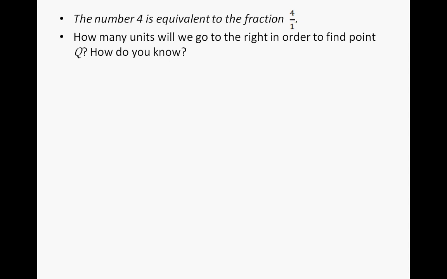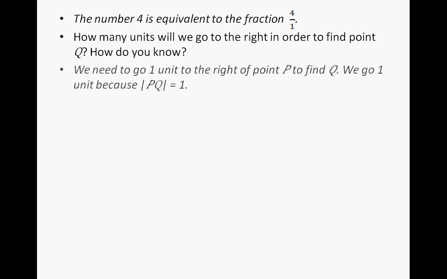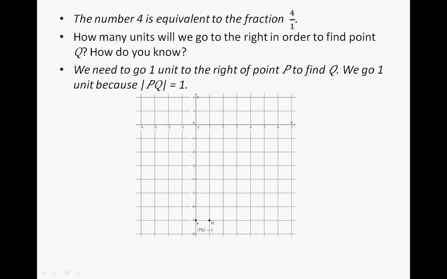So how many units will we go to the right in order to find point Q? And how do you know this? Well, we need to go 1 unit to the right of point P to find Q, and we go 1 unit because the length of PQ is 1. So here is our illustration. 1 unit to the right of P is our Q, so the distance PQ is 1.